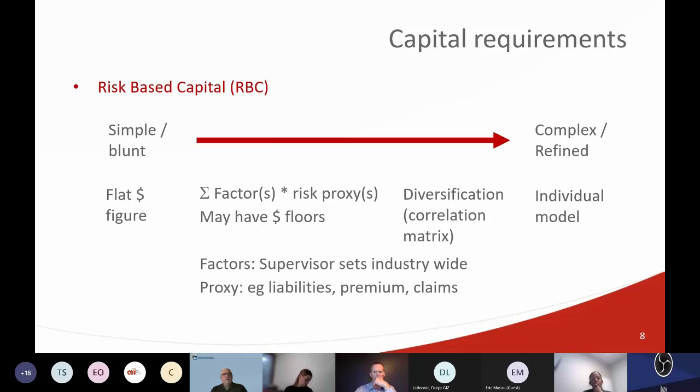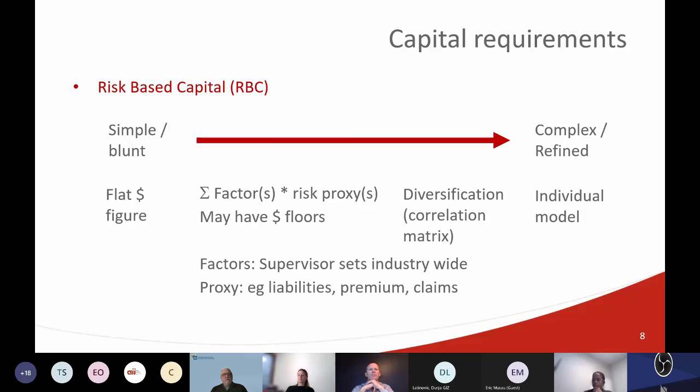Then as you move toward the right, you take an approach that says we'll have some factors and some proxies for risk. Those proxies could be things like size of liabilities or amount of premium or claims. Typically, they're things you can get from the accounts. You multiply those proxies by some factors. So it could be 4% times liabilities plus 2% times premiums. It's that sort of style of measurement. And that has some risk reflection of what's happening in the company in it, because they'll have different types of liabilities, different types of claims and different types of premiums. So it becomes somewhat risk-based. Those things may have flat dollar floors applied to them. So, for example, you're not allowed to have negative numbers in your summation, and so on.